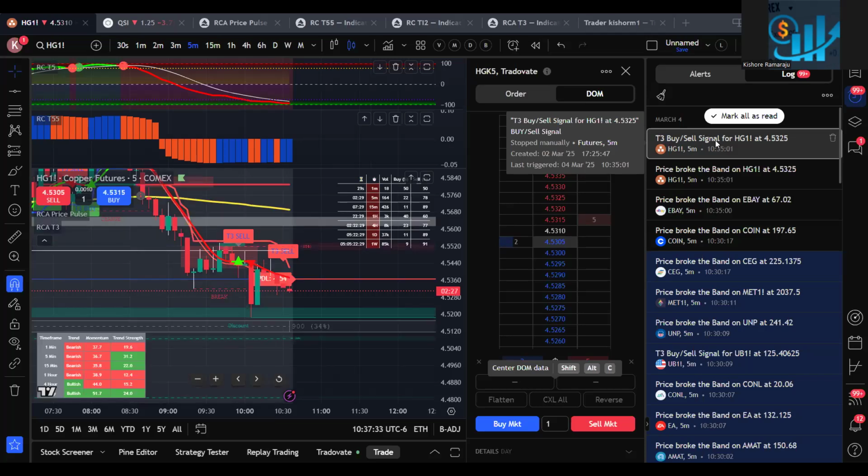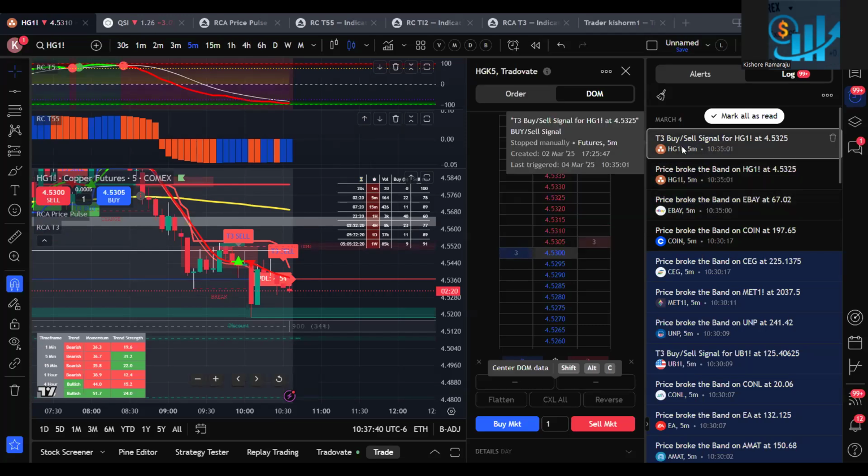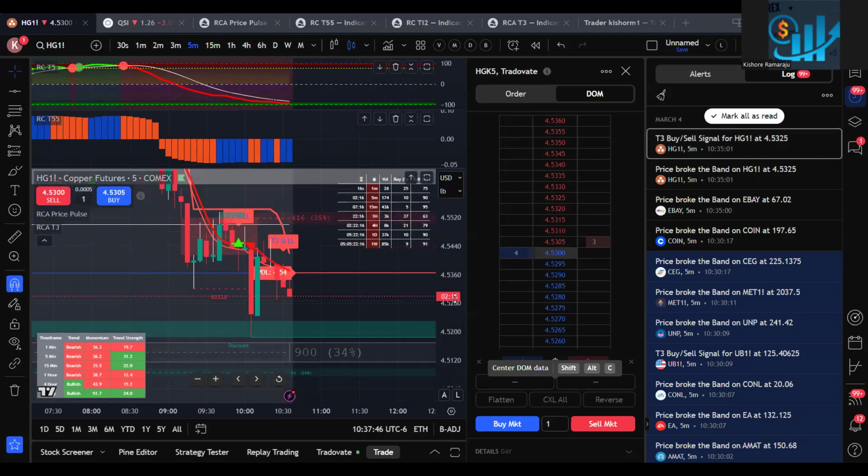If you want, you can create one for buy and one for sell. But because TradingView will give you a limited number of alerts, instead of using one alert for buy and one alert for sell, we created one single alert for buy and sell. So now if you go here, you see there is a sell.